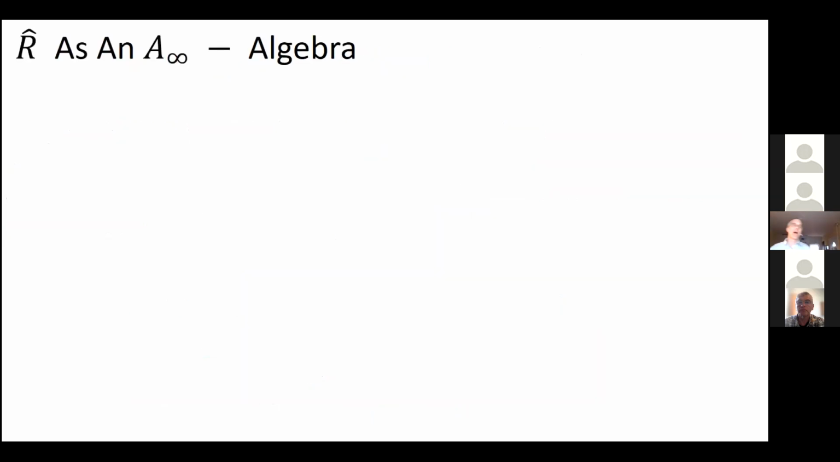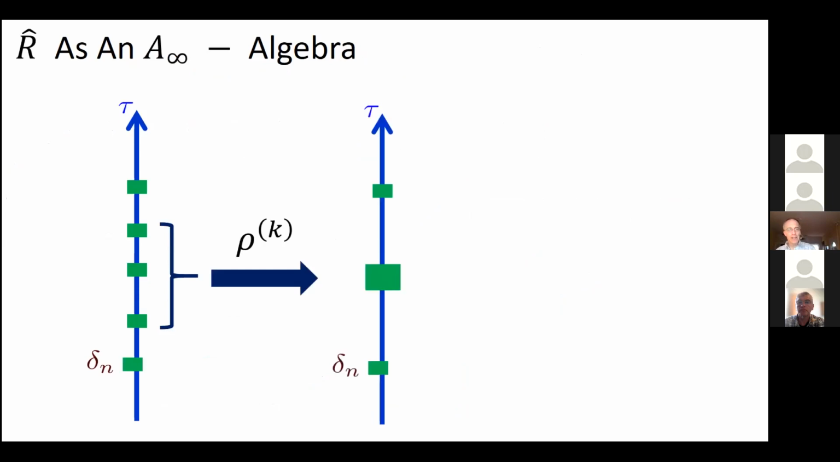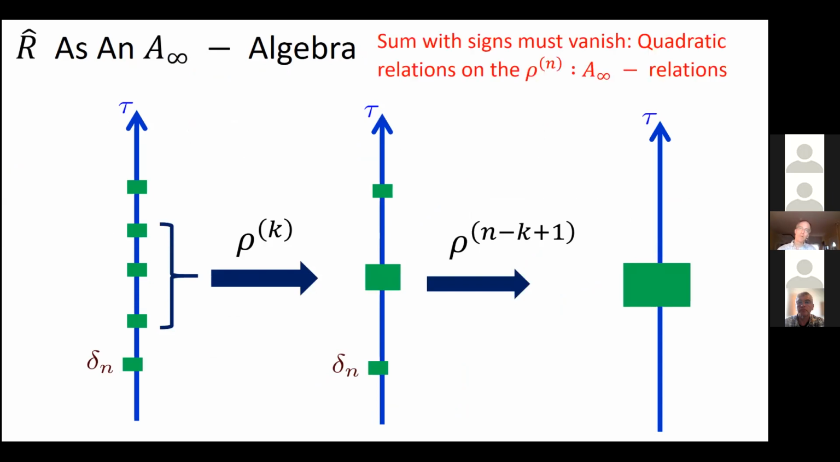So anyway, as I said, R hat is an A-infinity algebra. What that means is that if I consider n successive boundary condition changing operators, and I collide k successive operators using rho k, and then collide all the remaining operators, I have a two-step operation, colliding the n operators to 1. And now imagine I sum over all successive sets of k boundary operators for all k, and I sum over the result with suitable signs and demand that it vanishes. That's called the A-infinity relations.